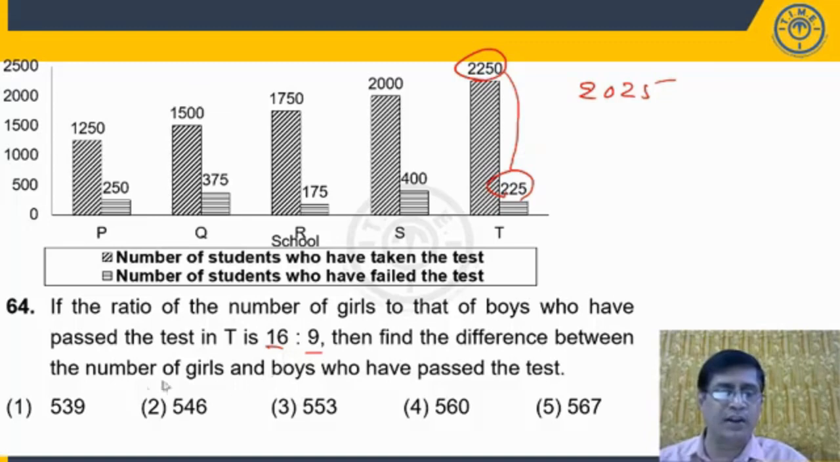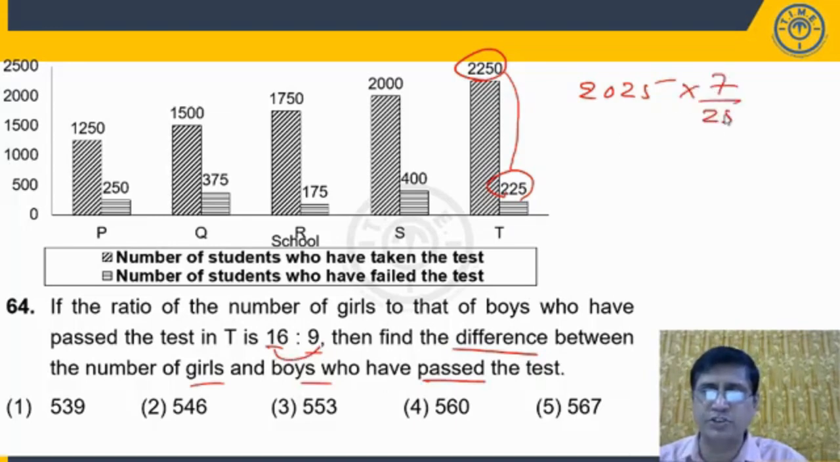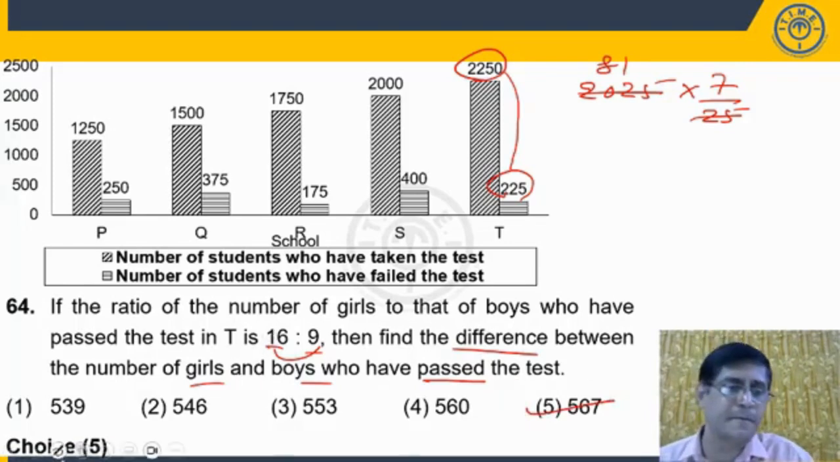Now what we need to find? The difference between the girls and the boys who have passed the test. So the difference in the ratio is 7 parts, by the sum of the ratios, which is 25. Now simplify this. How many times 25 means 2025? 81 times. The right answer is 567, option 5. The fifth choice is the right answer.